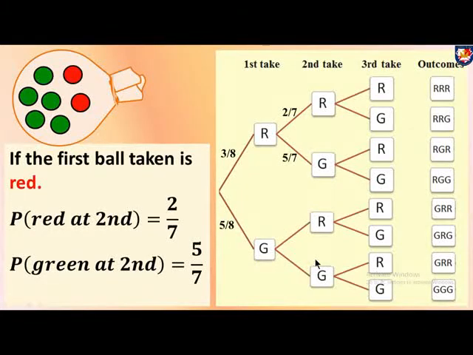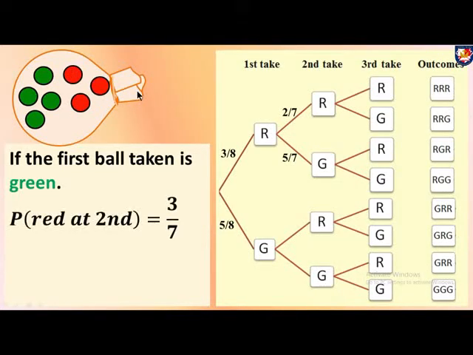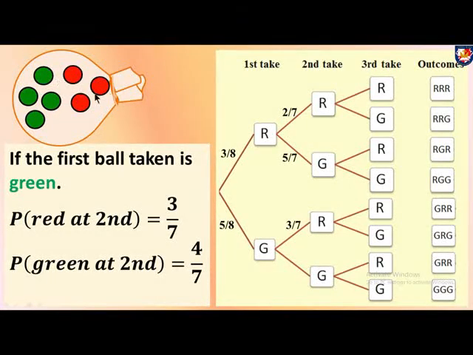How to fill the probability here? The probability here is the probability of getting green at the first take. So bring back the red ball and take the green ball out. The probability of getting red is 3 per 7, 3 balls out of 7 balls here. So you write 3 per 7 here. And the probability of getting green at the second is 4 per 7 because there are 4 green balls out of 7 balls inside the bag. So you write 4 per 7 here.